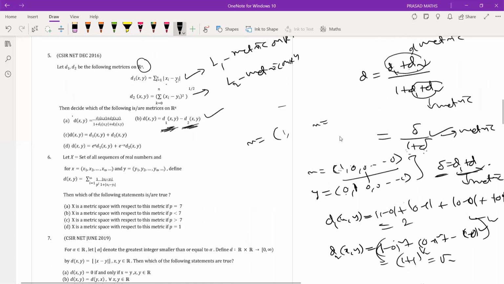Okay, so d1 plus d2 is a metric. No problem, right? d1 is a metric. Already I told you, e power pi, e power minus pi: a finite linear combination of metrics is always a metric. Therefore this is a metric, this is a metric, this is a metric, this is a metric. So how to guess this?